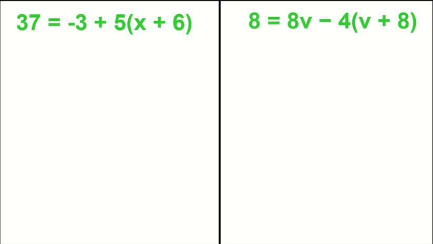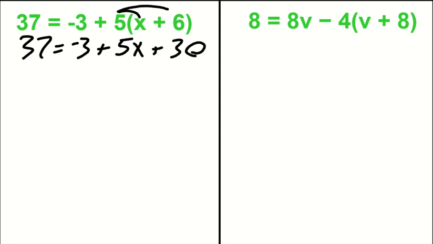I didn't put numbers with these or anything from your homework. Who's got the one on the left here? Ryder. All right, so step one, we distribute. When we distribute, you're taking the 5, multiplying by both parts. So we got 37 equals -3 plus 5x plus 30. Most likely place someone would make a mistake there is forgetting to distribute to the second number.